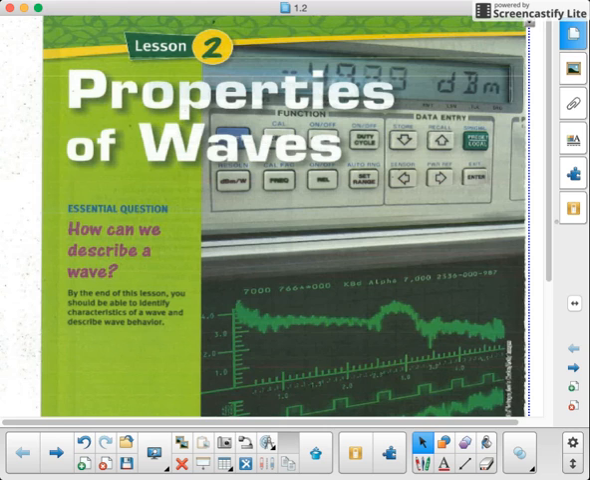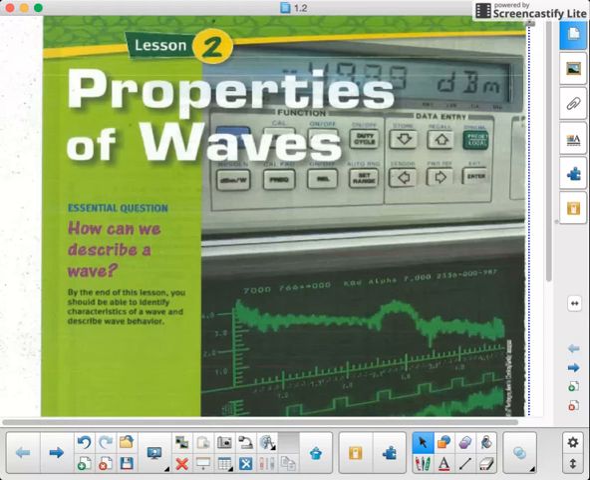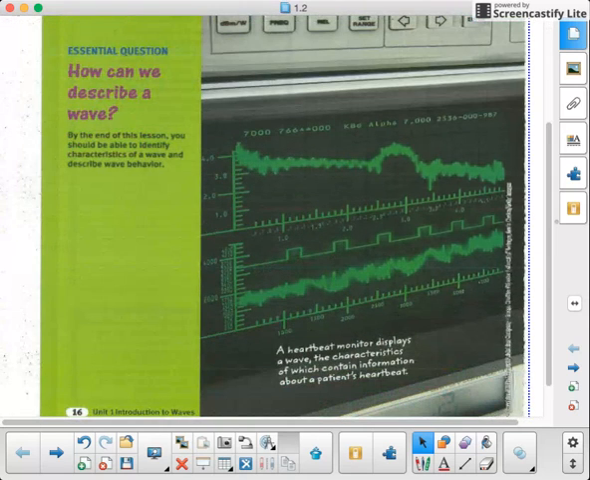These are the notes for Module J, Unit 1, Lesson 2. The topic is properties of waves. The essential question says, how can we describe a wave? The explanation says, by the end of this lesson, you should be able to identify characteristics of a wave and describe wave behavior. You have 3 learning targets in this lesson.